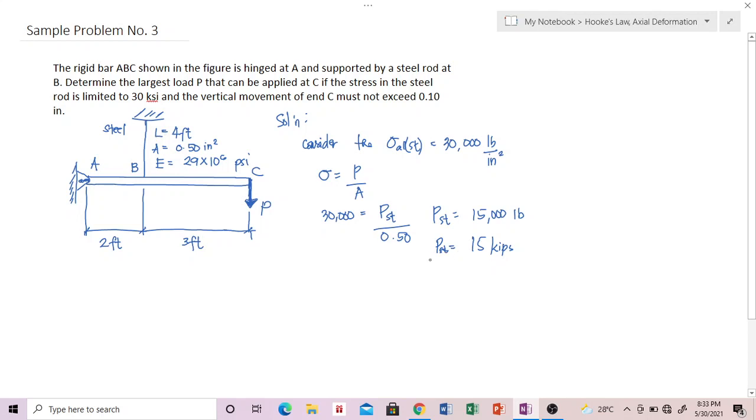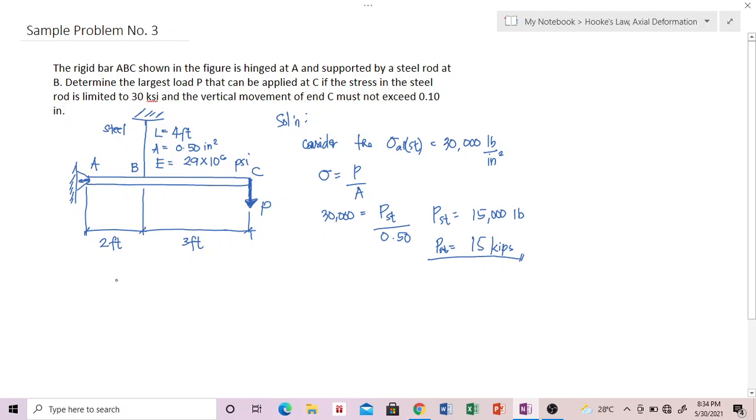Another one is to consider the vertical movement of C. Based on the problem, the vertical displacement of C must not exceed 0.1. Once loaded, the rod AC is supported at A by a hinge and also supported by a steel rod. Then this one is the point C. The condition in the problem is that the end C must not exceed 0.10 inch.